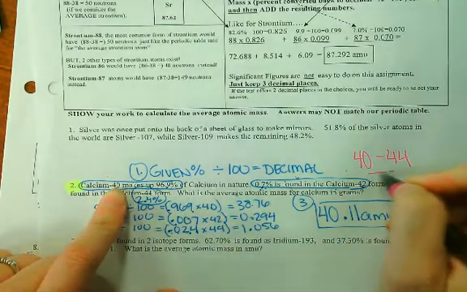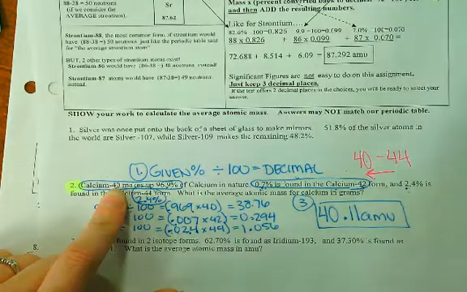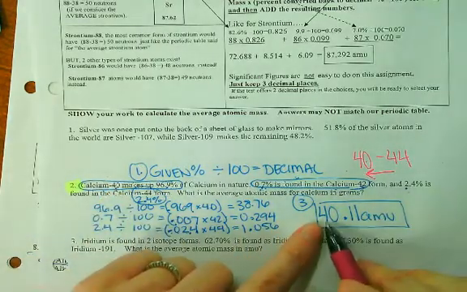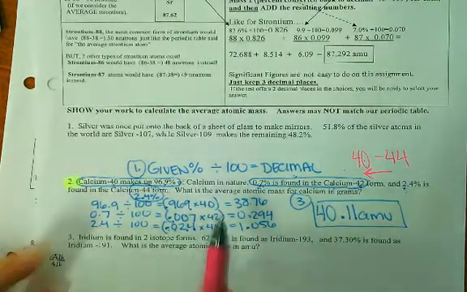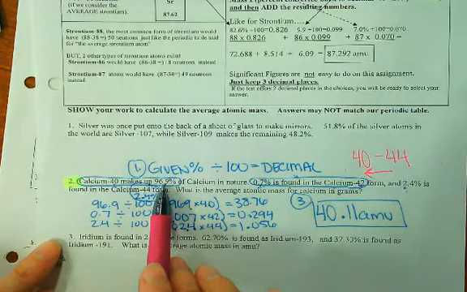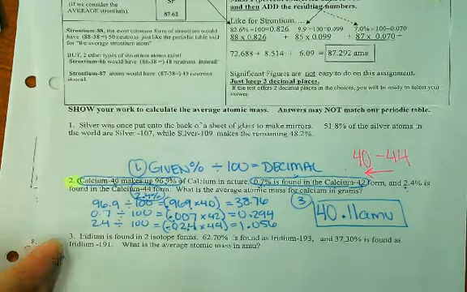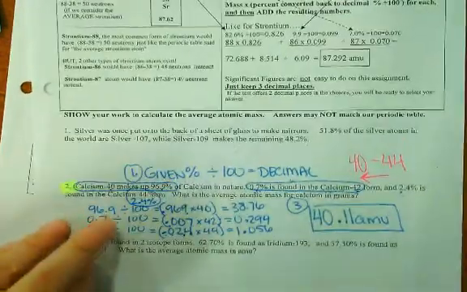So my average is going to be really close to 40, because that's what it is most of the time. And so if I get an answer of 40.011, yeah, that's about what I expect it to be. An answer that's going to be really close to 40, because most of the time, calcium is 40. So it's going to be a bigger part of the average.